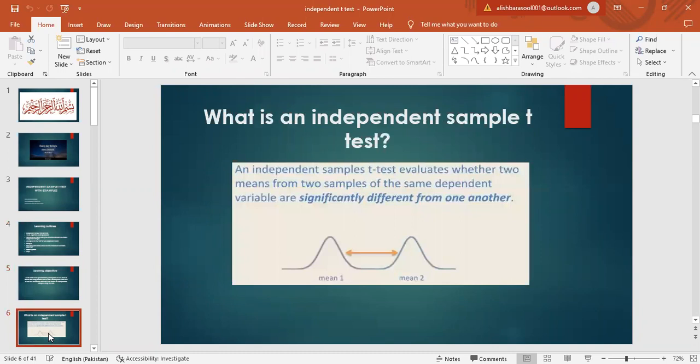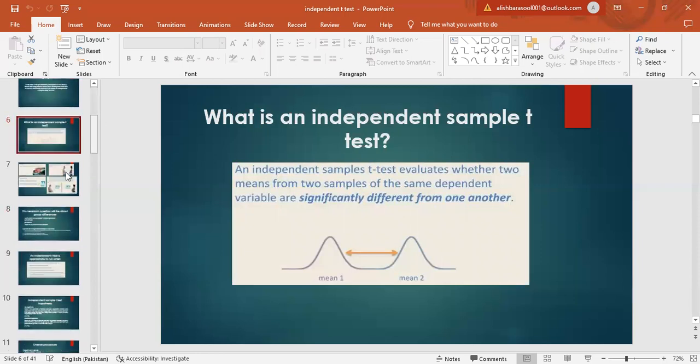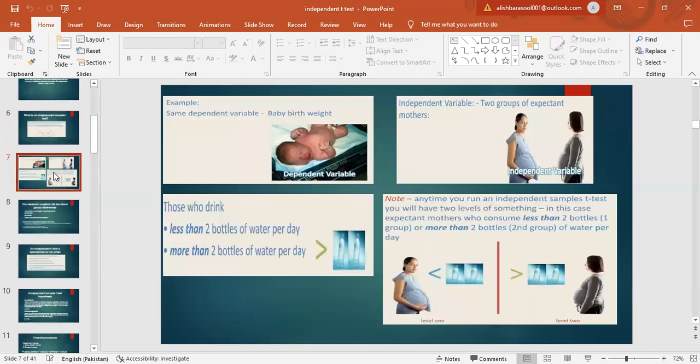What is an independent sample t-test? An independent samples t-test evaluates whether two means from the two samples of the same dependent variable are significantly different from one another. Example: the dependent variable is baby birth weight, and the independent variable is two groups of expectant mothers: those who drink less than 2 bottles of water per day and those who drink more than 2 bottles of water per day.